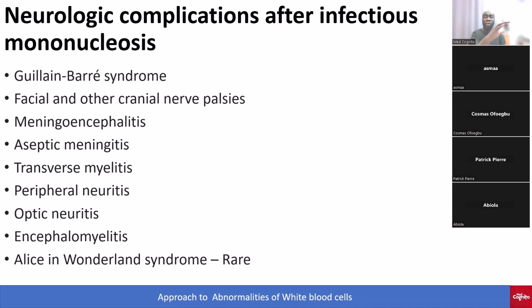I don't want to get into all these conditions one by one, but Alice in Wonderland syndrome is rare. So as you are preparing for your exam, always remember, I'm going to focus on the more common things. If I were you, I'd focus on Guillain-Barré, maybe transverse myelitis, facial and other cranial nerve palsies, and meningoencephalitis, right? Even in your clinical practice, when you see somebody with a sore throat, don't just say, oh, it's a sore throat. That patient could have infectious mononucleosis, and can even go on to develop these complications.